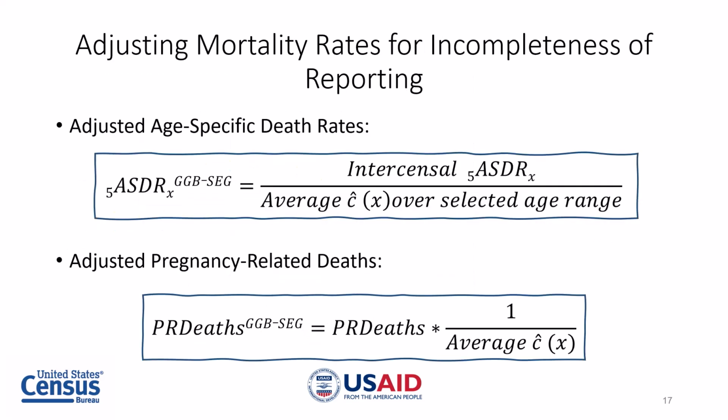Once we have the estimated average adjustment factor of death coverage, or average C, we are ready to adjust age-specific death rates and adjust pregnancy-related deaths. We calculate the adjusted age-specific death rates by dividing the observed intercensal age-specific death rate by the estimated average adjustment factor of death coverage, C. We adjust pregnancy-related deaths by multiplying the observed number of pregnancy-related deaths by the inverse of the estimated average adjustment factor of death coverage, C.